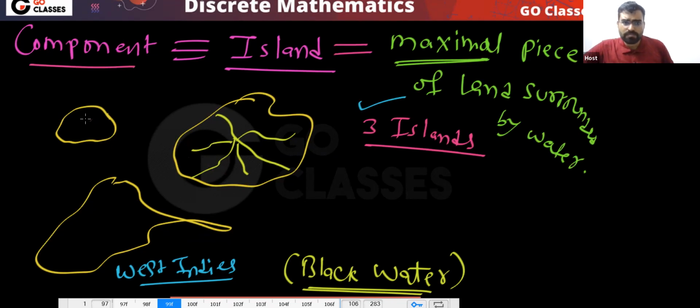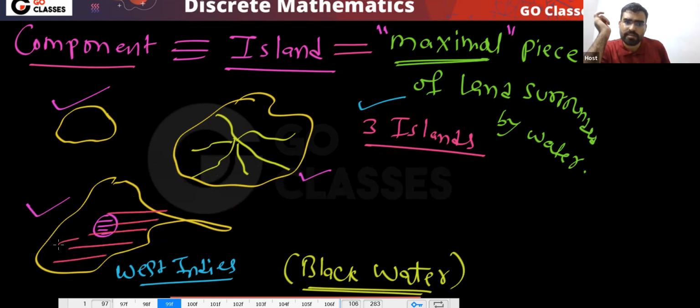So for example, this is also an island. This is a small island. This is big. This is also big, but that is fine. This is also a small island. So I can say that it's maximal, not maximum. This is maximal. For example, this is not an island because it is not maximal. You have to take the entire thing.